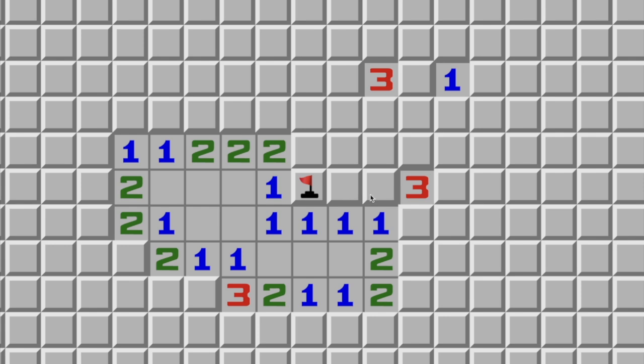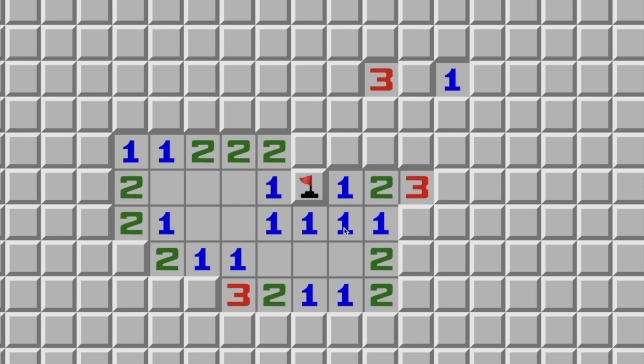And by the way, a handy tip to do that is chording. If you already have the amount of mines required to fulfill a certain number, you can click on that number and it automatically uncovers the rest of the tiles surrounding it. So that's a handy trick if you want to save some time.